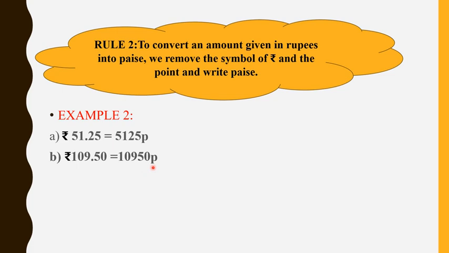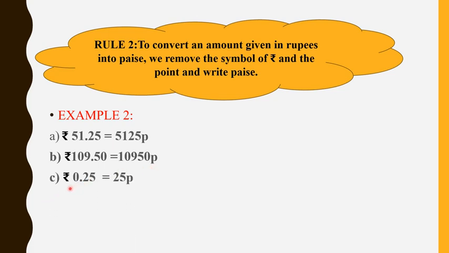And what rule have we followed? Remove rupees symbol, remove dot and write P. Two things to be removed, one thing to be added. So rupees and dot to be removed and P, that is paise, to be added. So after that we are going to read it as 10,950 paise. Let's see one more example.